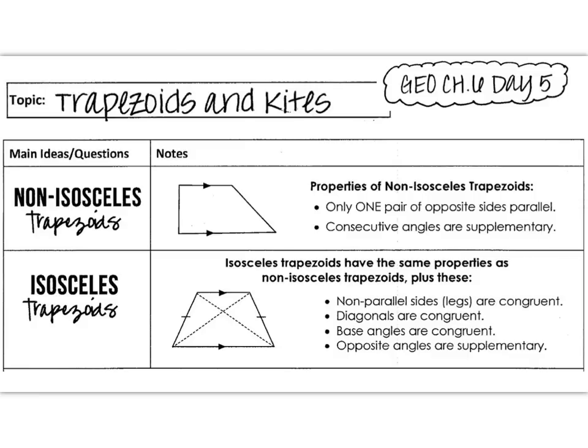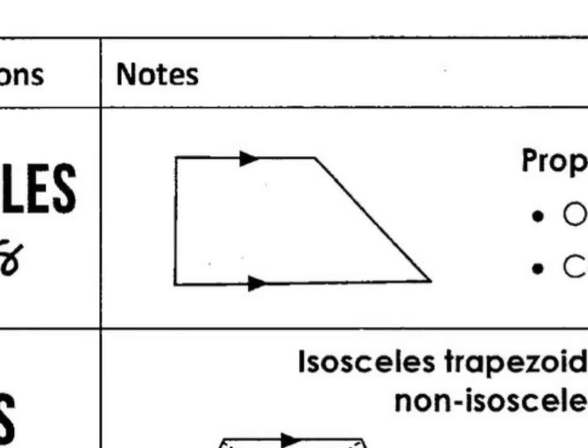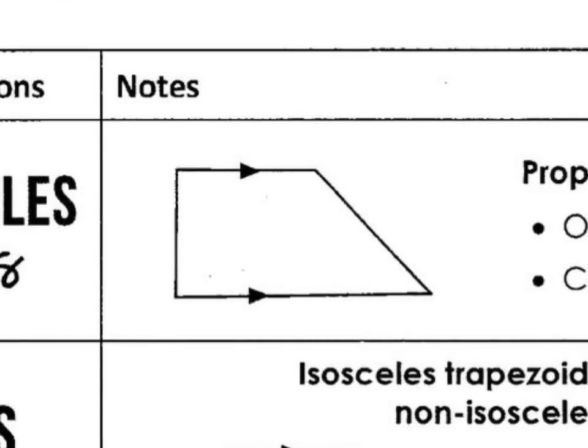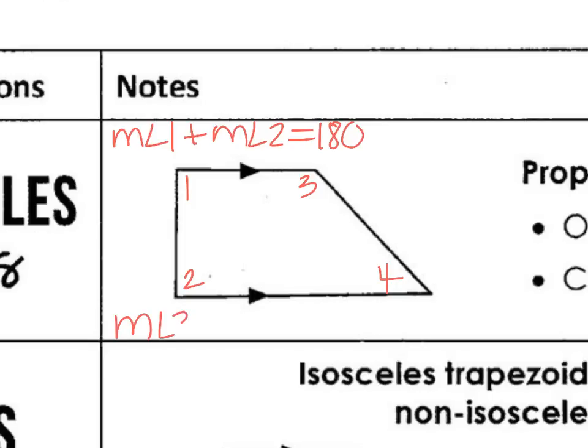So what that means is, let's zoom in on our trapezoid. Let me get my pen. Call this angle 1, call this angle 2, angle 3, and angle 4. What that means is that the measure of angle 1 plus the measure of angle 2 equals 180 degrees. They're supplementary. Also, the measure of angle 3 plus the measure of angle 4 equals 180 degrees because they're supplementary. All right, just like a parallelogram.